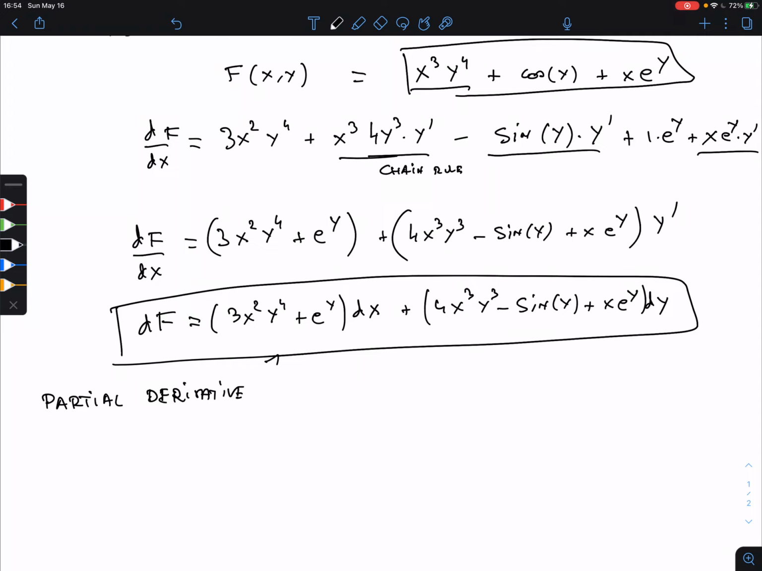There are several different notations for it, but I'm going to take a notation f subscript x. And what does that mean now? So partial derivative means take the derivative with respect to x, but treating y as a constant now.